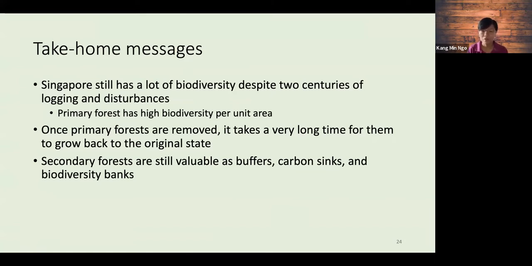And our secondary forests are still very valuable as buffers. Buffers meaning they surround the primary forest to make sure that the primary forest doesn't get shocked by sudden changes in the environment. So Bukit Timah has secondary forests all around the core area of the primary forest. So these secondary forests are still valuable. And because there is so much of them, they are also important as carbon sinks and biodiversity banks, just like we saw how some species were rediscovered in Clementi forests.